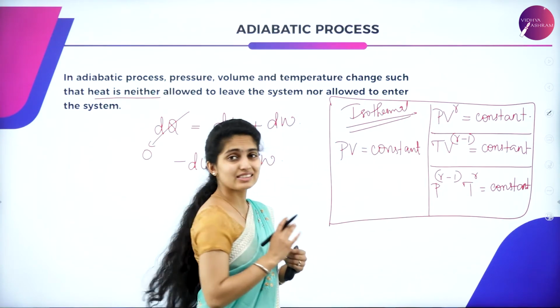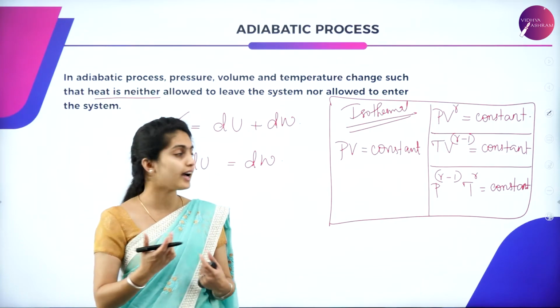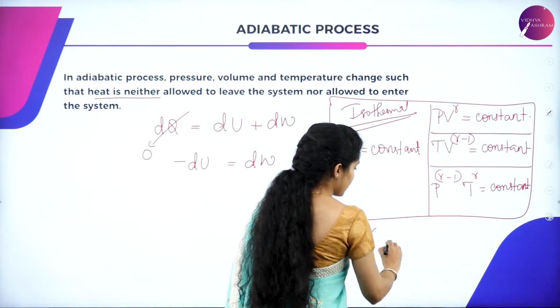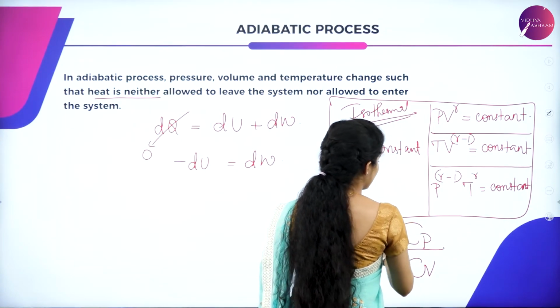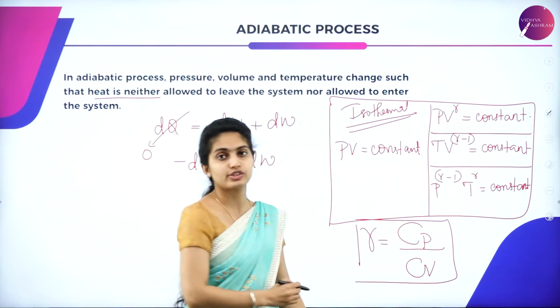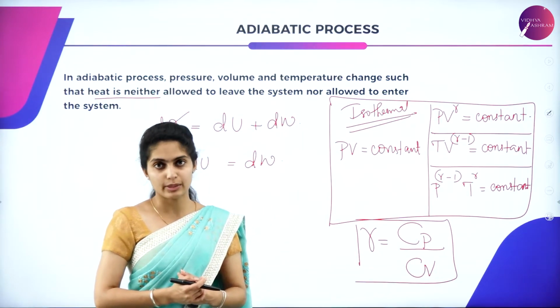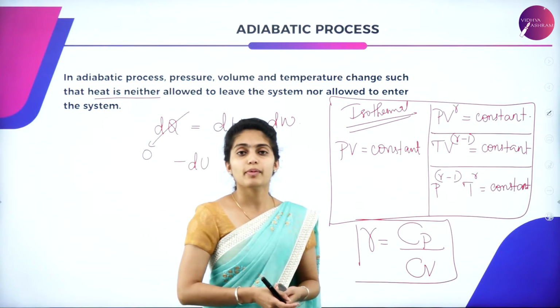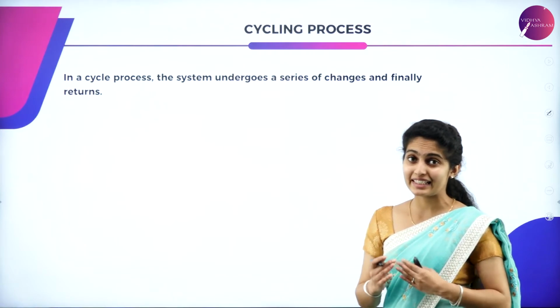So what is this gamma? You might question, what is this gamma? We have already studied that gamma is nothing but the ratio of specific heat capacity at constant pressure and constant volume. This is the equation for gamma. So this is all about the adiabatic process, and now let us move to the cyclic process.